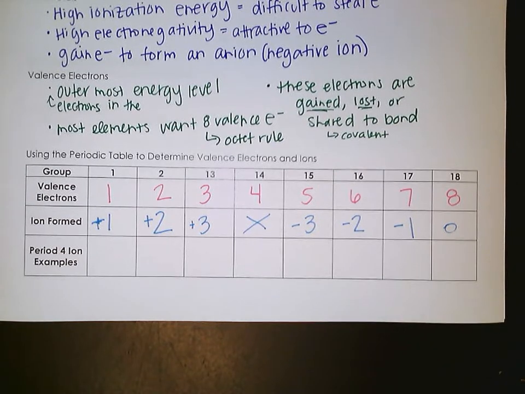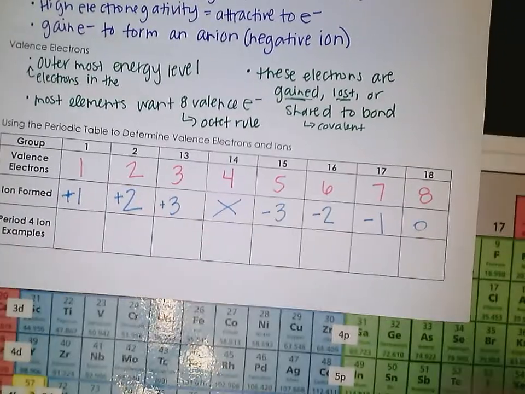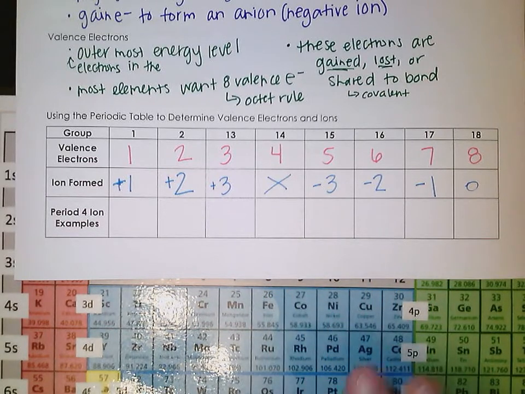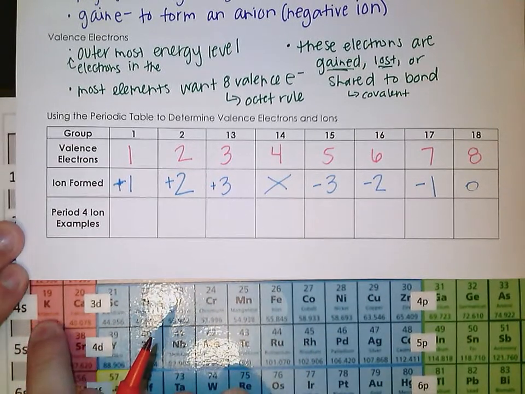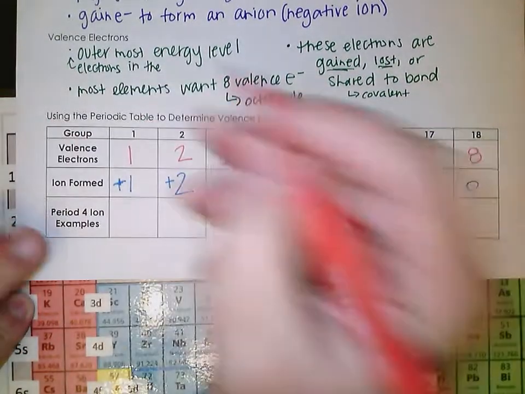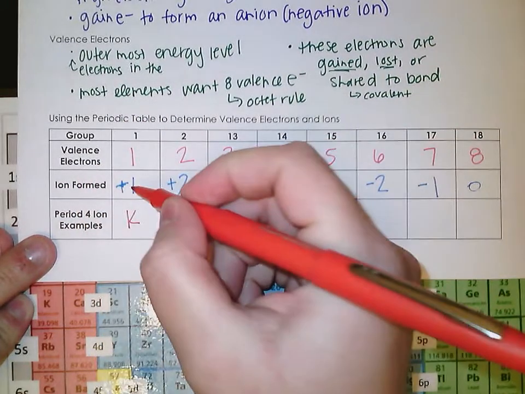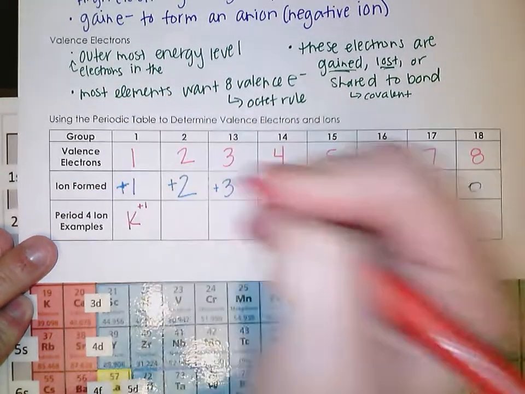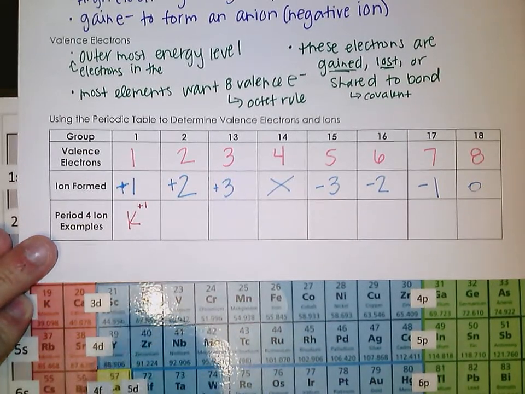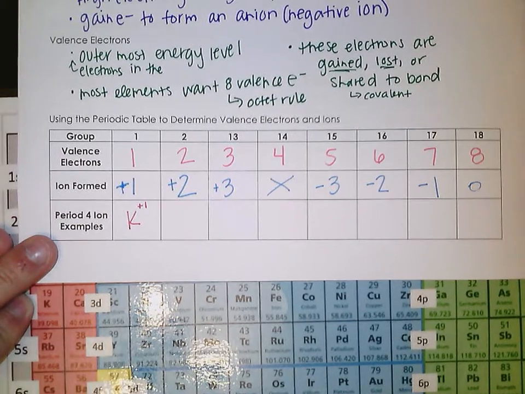Now let's talk about some examples. Examples would be from period 4. So, period 4 is going to be right here, starting with potassium. Can you see that? There we go. So, group 1, period 4, potassium. So, I'm just going to put my K. And it has a +1 charge. So, remember, my +1 is superscripted to the right. Now, you may see this written as 1+. I don't care which way you write it. Either way is fine with me.